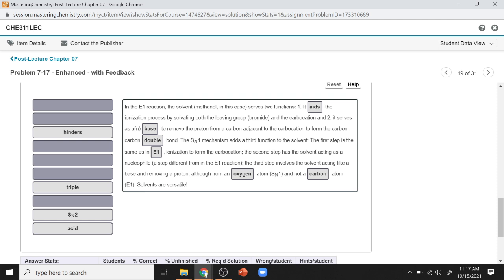So we're not doing the E1. We're not losing a proton to make a double bond, are we? So, and it literally is saying that, right? The third step's "although from" means it's probably not the same as the E1, right? So in the E1, we remove the hydrogen, that acidic hydrogen from a carbon, right? And we made that carbon-carbon double bond, okay? So if it's the other than that, not that, has to be the other option, which is oxygen, right? And then not a, well then that would be the carbon bond, right? For the E1.